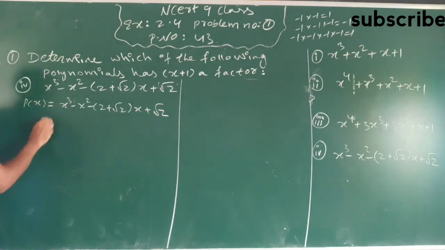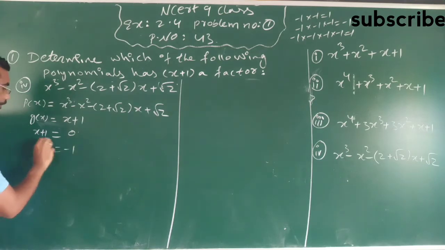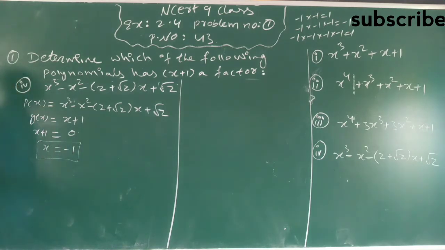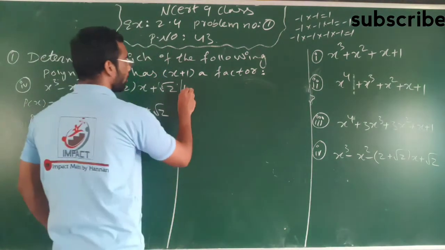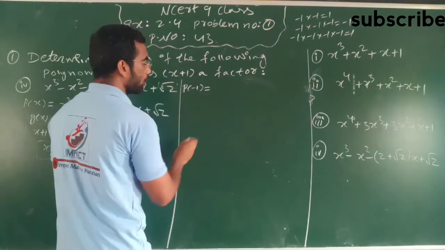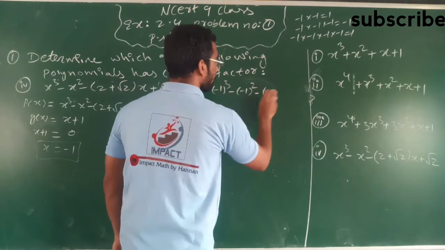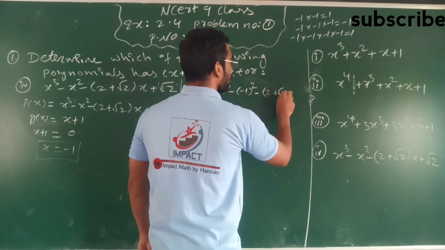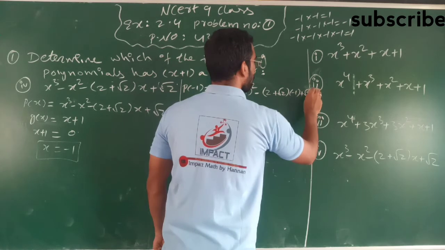Now g of x is equal to x plus 1. That is x plus 1 equal to 0, x is equal to minus 1. What is the value of x? That is minus 1. The value of x is minus 1. As we did previously, substituting the value, p of minus 1 equal to minus 1 power of 3 minus of minus 1 square minus 2 plus root 2 into minus 1 plus root 2 plus root 2.